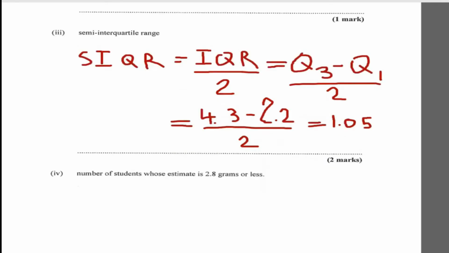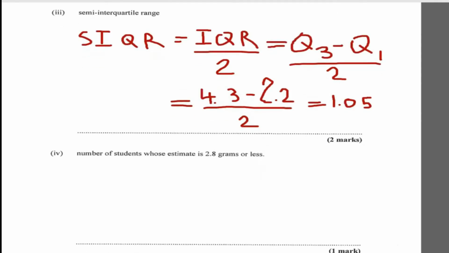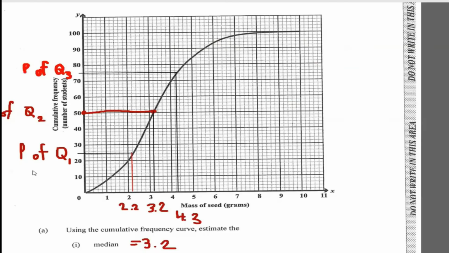Now, part 5. Part 5 says, find the number of students whose estimate is 2.8 grams or less. So go to the graph, I'll need to find 2.8 grams or less. What you're going to do is look for where 2.8 is, draw a line going up from 2.8. That seems to be right here. Then you connect it across.